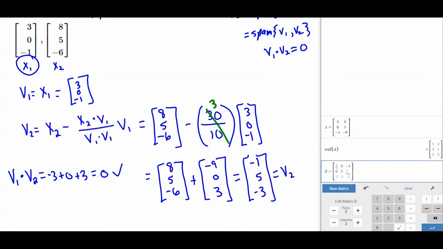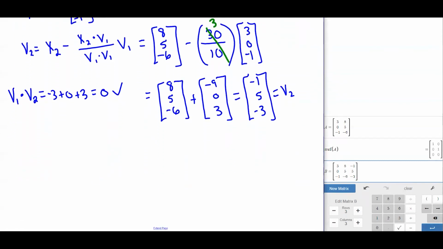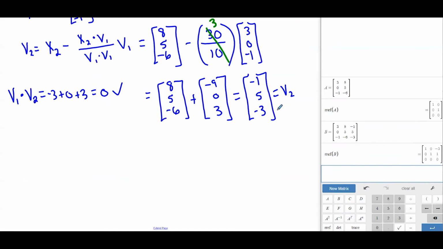So let me type this in here. So you could say I'm augmenting x1 and x2 with v2. And if I get a solution when I row reduce this, that's going to mean that v2 is just a linear combination, not a multiple, but a linear combination of x1 and x2. So that means this v2 is in the same subspace.